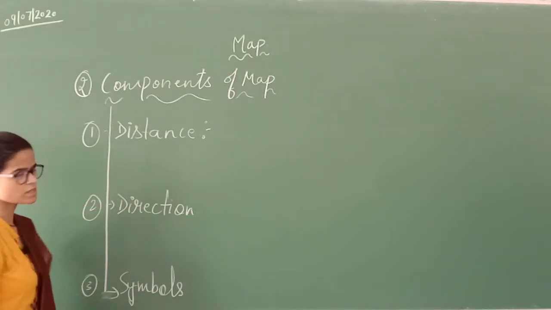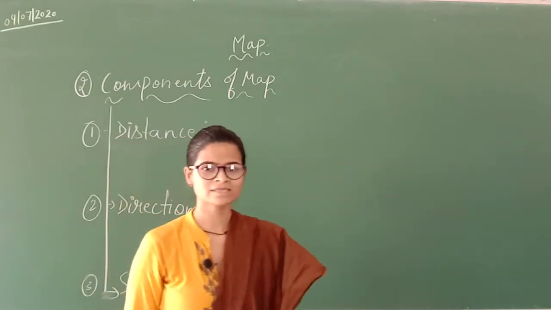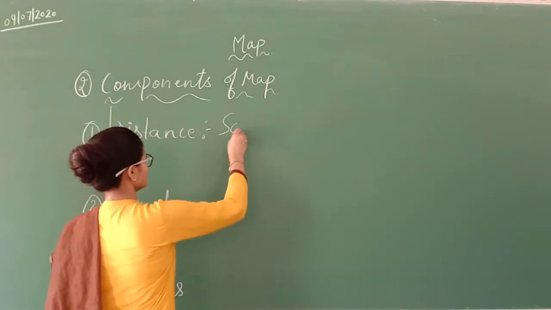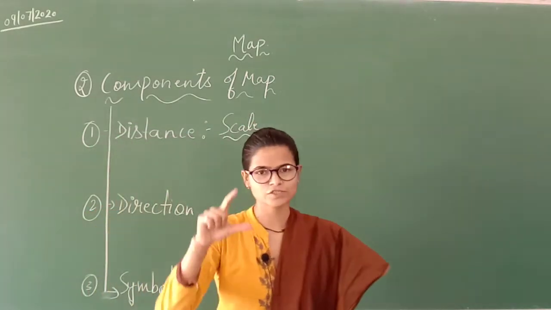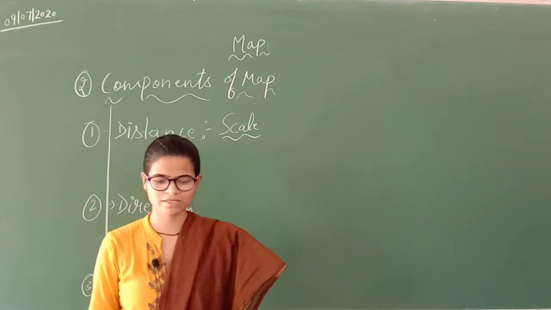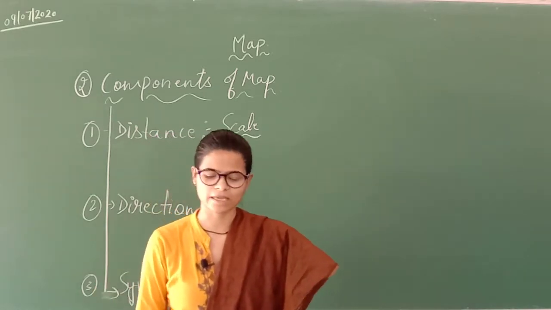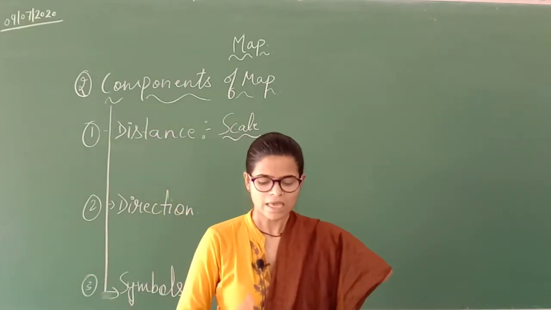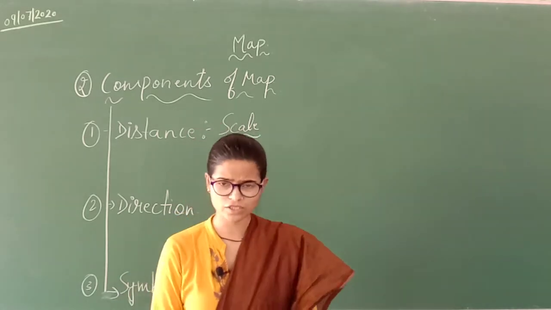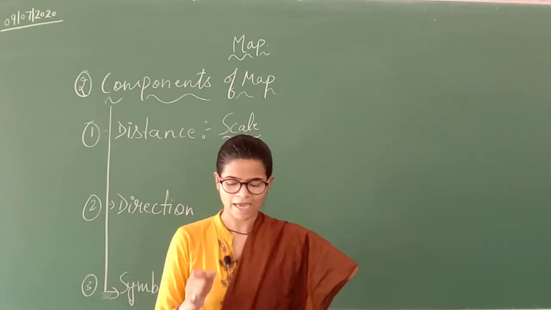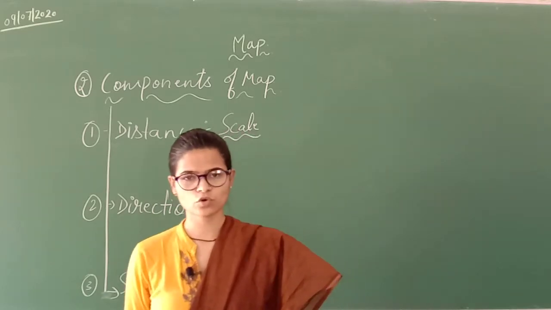Distance on a map is measured by scale. Here, scale doesn't mean the small scale or big scale which we use in a geometry box. We are not talking about that scale. Here the scale means the ratio between the actual distance on the ground and the distance shown on a map.